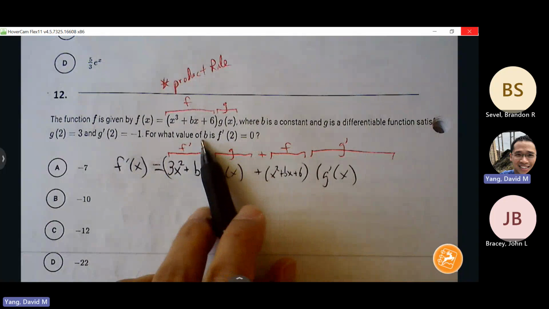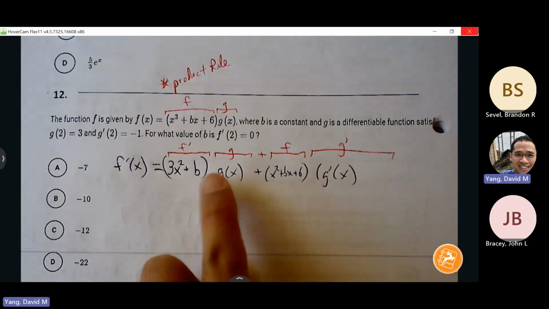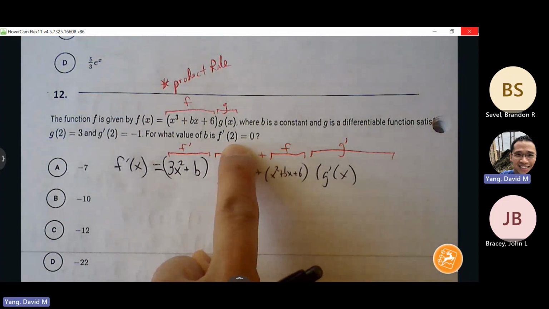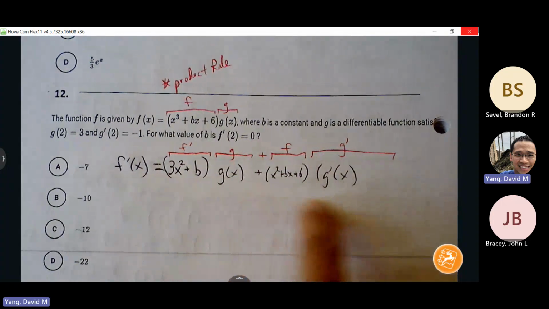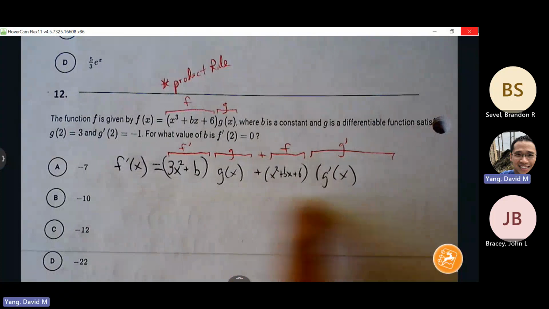For what value of b is f prime of 2 equal to 0? So they're telling you what the f prime value is. They're telling you what the x value is. So now the only thing left over is to solve for b.